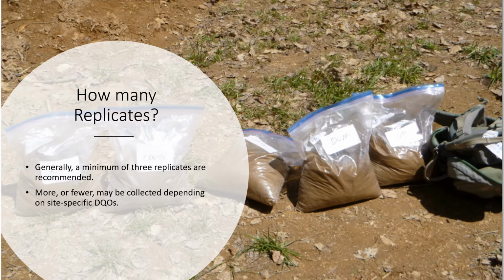So how many replicates do we collect? Generally, a minimum of 3 replicates are recommended. This photograph shows a sample project where we collected 5 100-increment surface soil samples. We collected 5 because we were collecting some highly variable soil. We were looking for asbestos in soil, which can have a high degree of variability. And so we wanted to increase our replicates to have a better measure of the variability, to see how we were doing, to see if 100 increments was truly enough to overcome that inherent heterogeneity. Again, more or fewer can be collected depending on your site-specific data quality objectives.